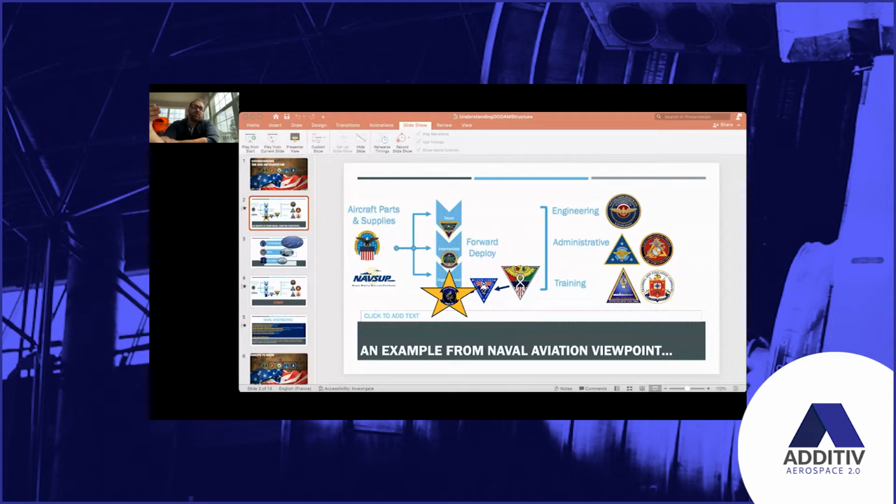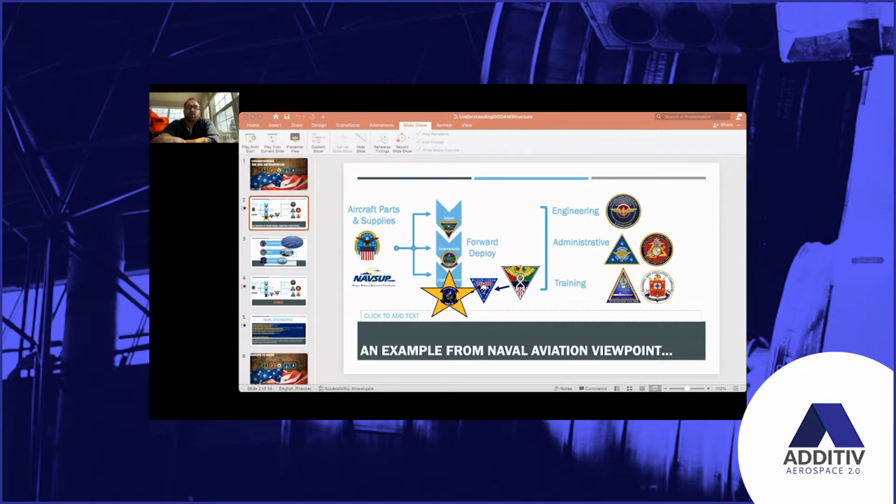Now you have all of these outside entities that weigh in. For instance, if you're dealing with aircraft parts and supplies, which many of you are interested in in the additive space, you have groups called DLA, the Defense Logistics Agency, and NAVSUP in our case. And just a little reminder here: this shows this little segment inside naval aviation, but it is a perfect representation across the services of how complicated these systems can be.